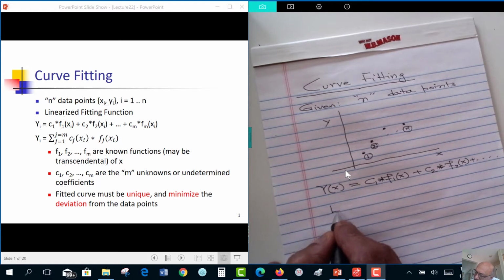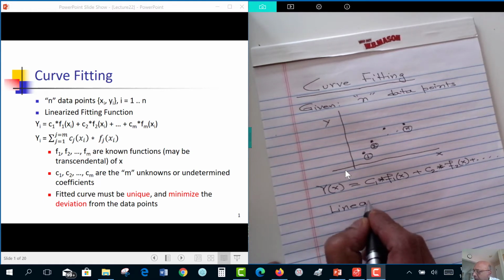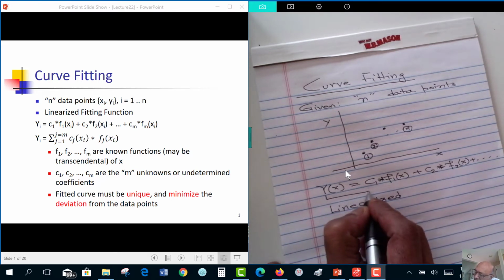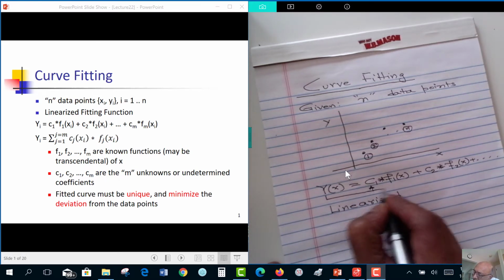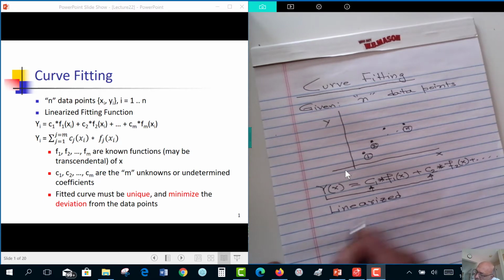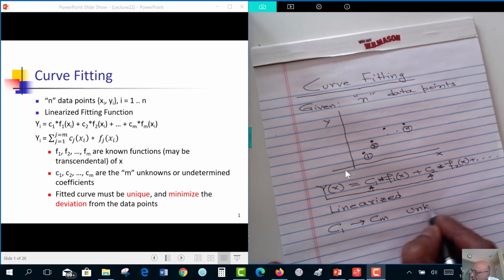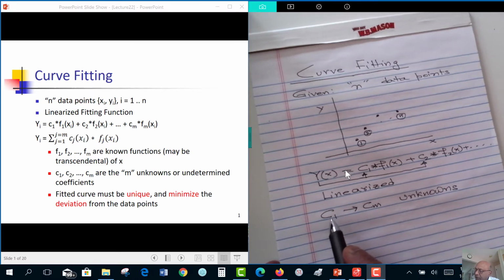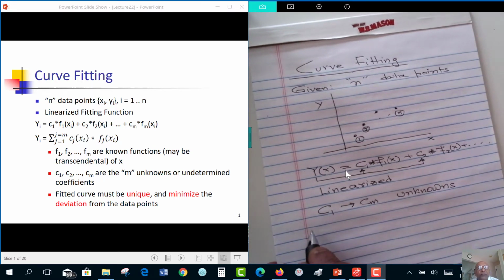We say this function is linearized because y is linear with respect to c1, with respect to c2. So our c1 through cm are our unknown constants. Our dependent variable is linear with respect to these unknown constants. So what we want to do is find their best values.